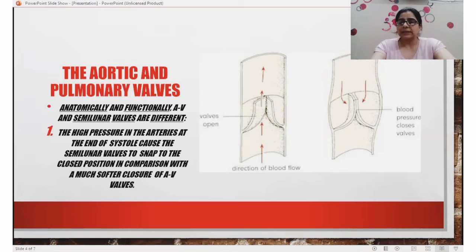Okay, so first thing is that the high pressure is leading to the opening and the closing of these walls. Second thing is that the openings of these walls are very narrowed as compared to that of your AV walls. So these walls are more prone to abrasions. So structurally they are much adapted to bear any such trauma or any mechanical abrasions. That's why these are different from the AV walls, your atrioventricular walls. So this much for this video, and in next video we are going to study the conduction system of heart.